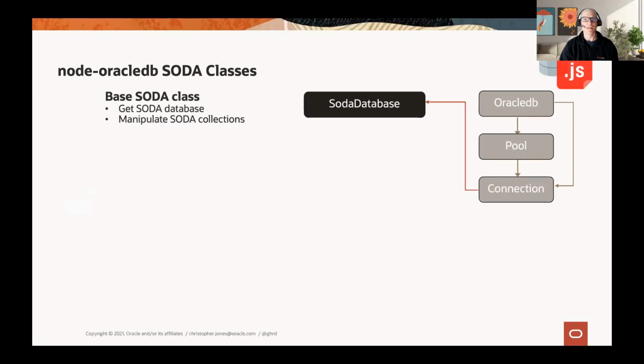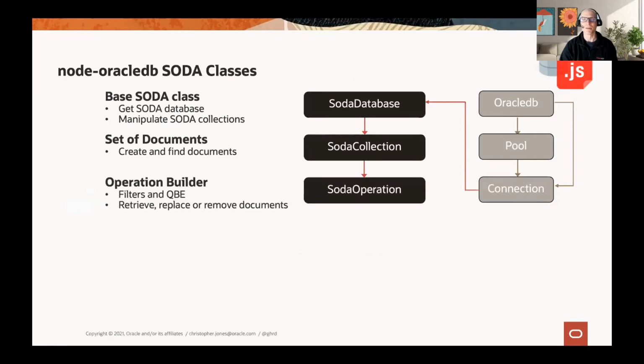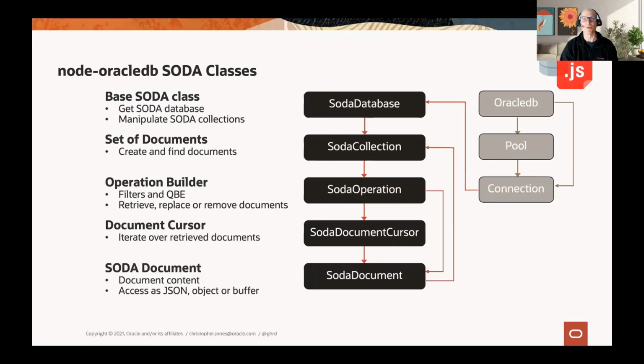So it has a standard database. This is almost like a placeholder sort of database, just a call to get this. Collections: a collection really is like a table, if you want to think about it like that. And then documents are rows in the table. To work with those objects, we have a SODA operation class, so you can do filtering and query by example, removing, counting documents, etc. You get a cursor if you need to, or you get the final document in the end. You can access this as a JSON object or buffer, depending on the application needs.